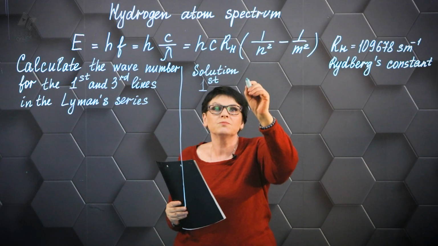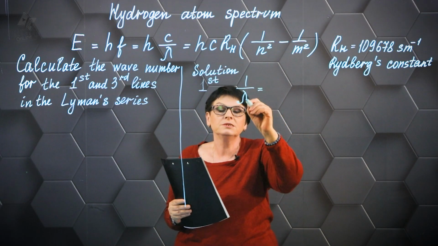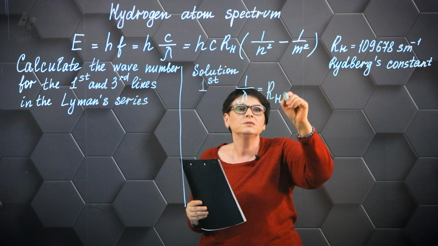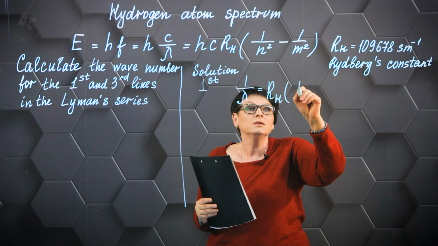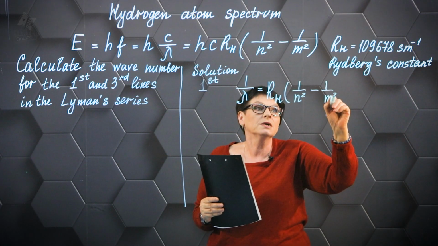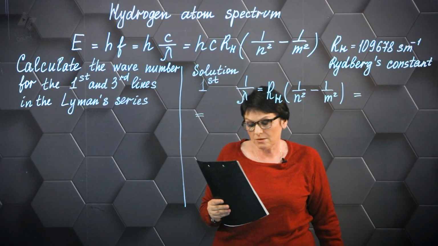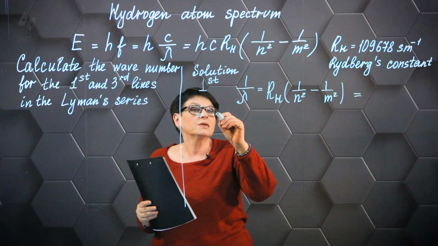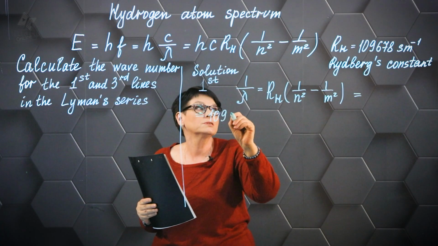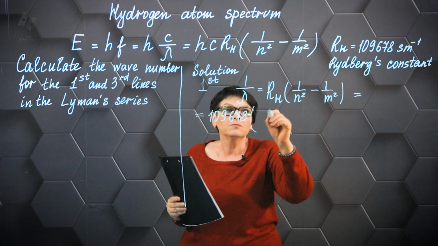in order for us to calculate 1 divided by lambda, we have to use the formula where there's a Rydberg constant and substitute in these values of m and n that we can substitute along the Lyman line. So the constant that we have to substitute is 109,678. Inside the bracket we substitute.